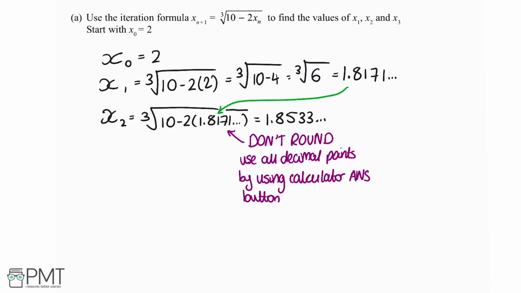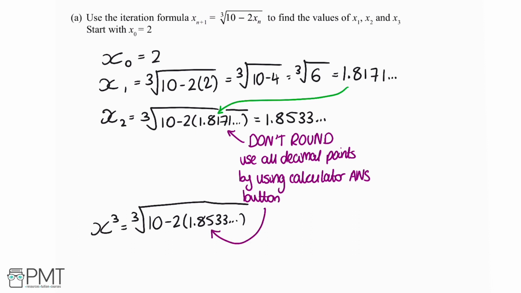Great, so now our last step is to get the value of x3. It's the complete same process we've done so far. We need to do the cube root of 10 minus 2 of our previous value, the value of x2 in this case, which is 1.8533... Remember, like we said, we need the whole long number with all the decimal points, so we can use the ANS button on our calculator to help us. If we work that out, we will get 1.8462... And we get 1 mark for each correct value we get.